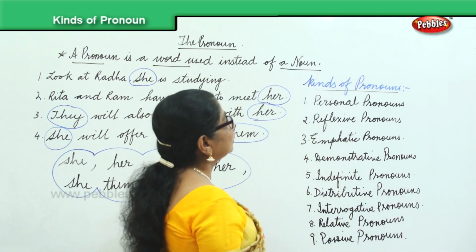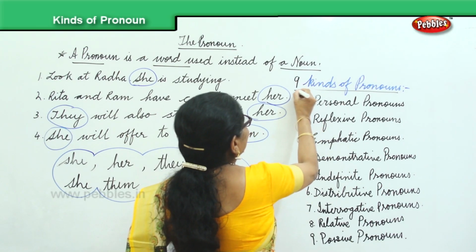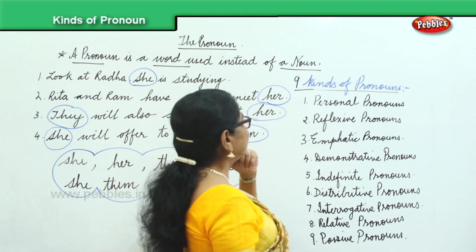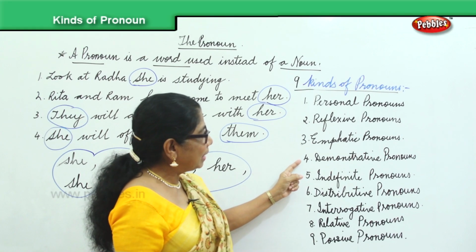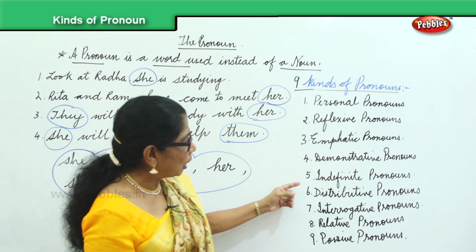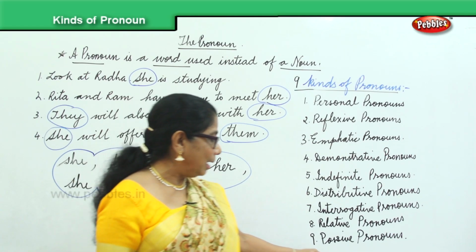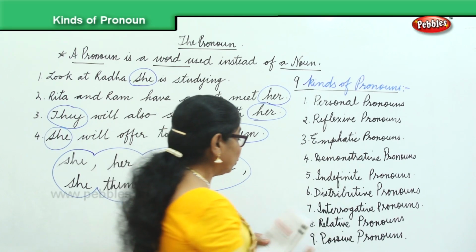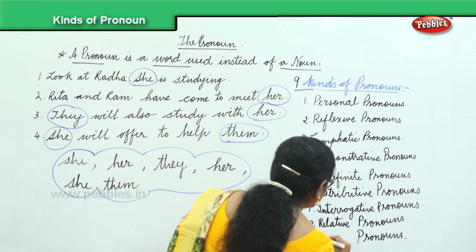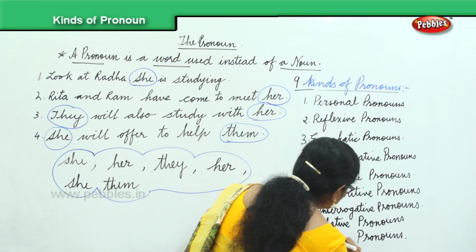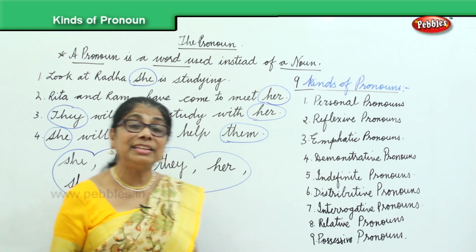Pronouns are of all 9 kinds. So you have 9 kinds of pronoun. First, personal pronoun, reflexive pronoun, emphatic pronoun, demonstrative pronoun, indefinite pronoun, distributive pronoun, interrogative pronoun, relative pronoun, and possessive pronoun. So, 9 kinds of pronoun.